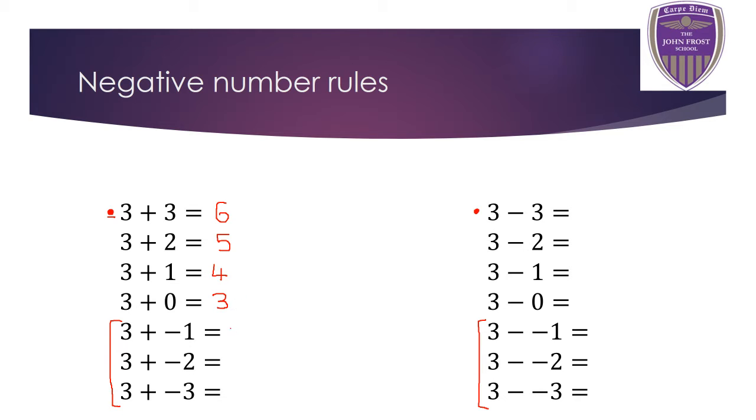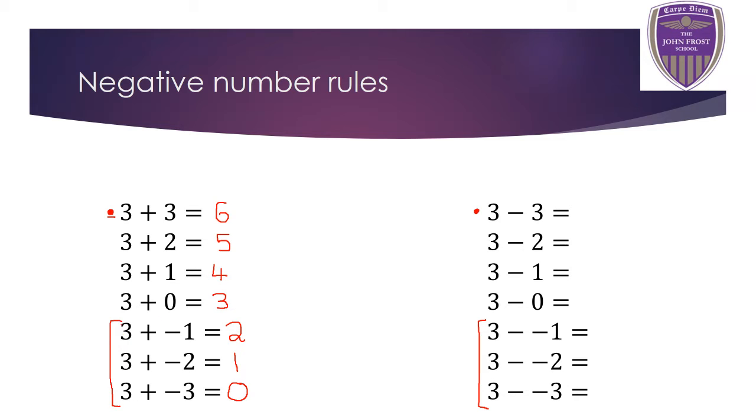So without doing too much thinking, I can probably figure out that 3 plus minus 1 is going to be 2, and 3 plus minus 2 is going to be 1, and 3 plus minus 3 is going to be 0.